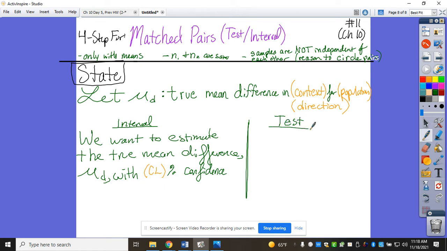If it is a test instead, I do what here? Find your what? Or write your what? Null and alternative hypotheses. So null hypothesis is just going to be what? What first? Mu d. What symbol has to go here? Now this is one of those where this can technically be any number, but almost always that's going to be what? 0.